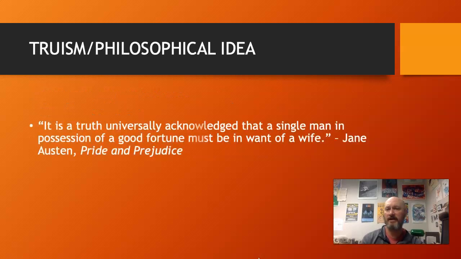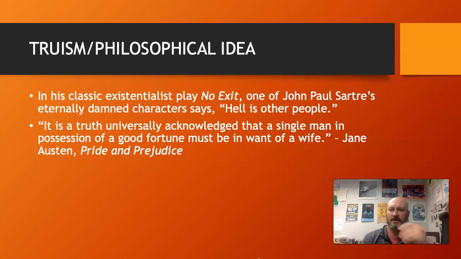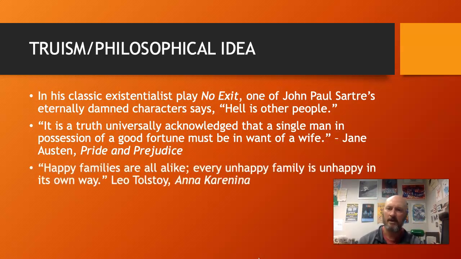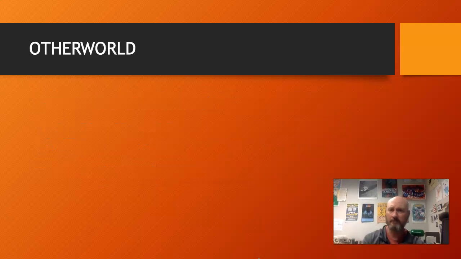Truism, philosophical idea. "It is a truth universally acknowledged that a single man in possession of good fortune must be in want of a wife." That's Jane Austen's Pride and Prejudice. Here's an example of this from Jean-Paul Sartre. In his classic existentialist play No Exit, one of Jean-Paul Sartre's eternally damned characters says, "Hell is other people." And then we have the opening for Leo Tolstoy's Anna Karenina. Again, I'm zipping through this because I don't want to take up any more of your time, but these are also in the slides, not the hell ones though.